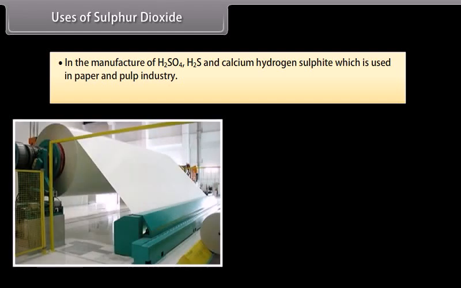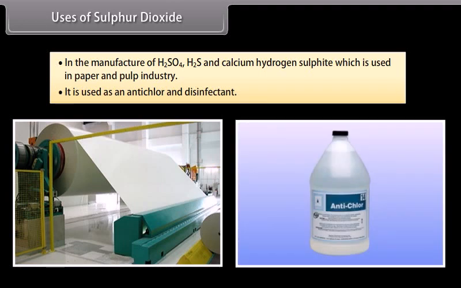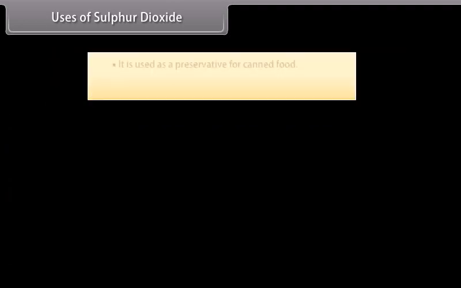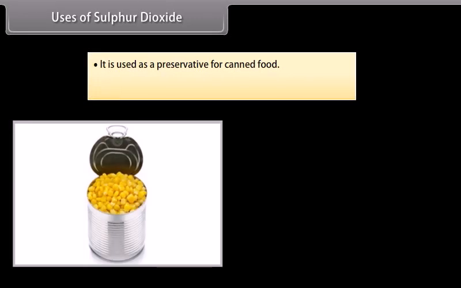Uses of sulfur dioxide. The important uses of sulfur dioxide are the following. In the manufacture of H2SO4, and calcium hydrogen sulfite, which is used in the paper and pulp industry. It is used as an anti-chlor and disinfectant. It is used as a preservative for canned food.